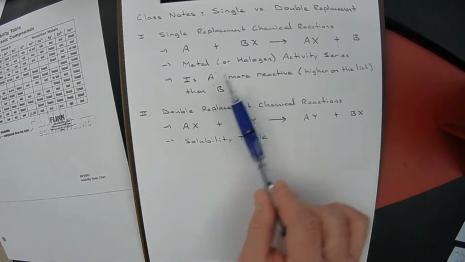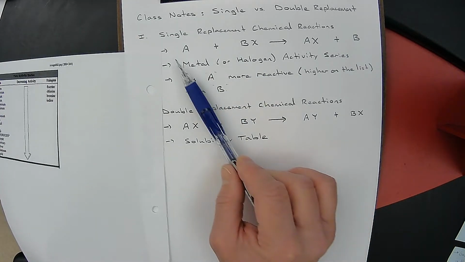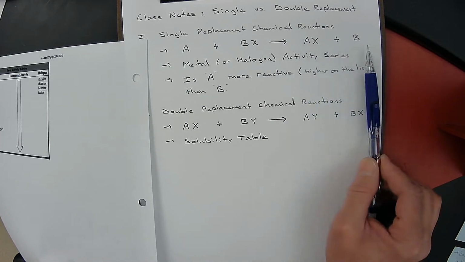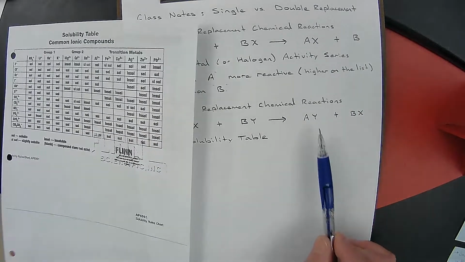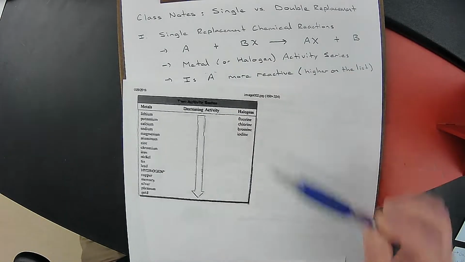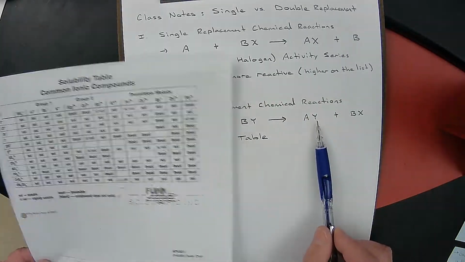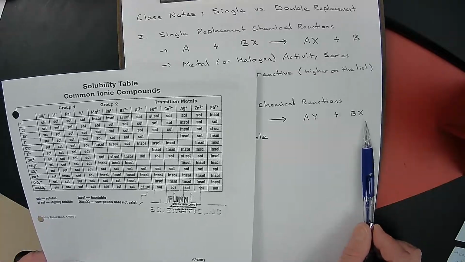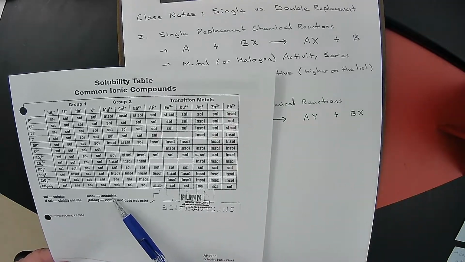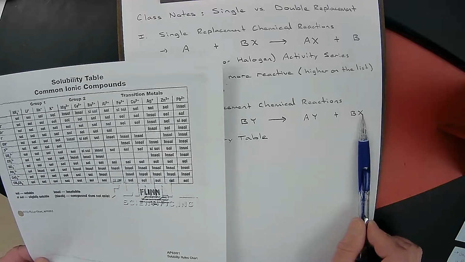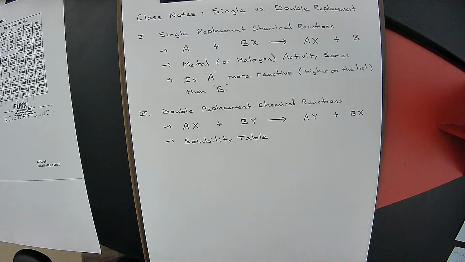Remember, for single replacements, what we were looking for is A higher on the list than B. And if it is, then yes, this reaction will happen. Otherwise, we would write no reaction. But here, we're not looking at the metal reactivity series for double replacement. We're looking at our solubility chart. So we look at our two substances here. We find them on our chart. If either one of them is insoluble, then we know the reaction will take place. If they're both soluble, then we would write no reaction.